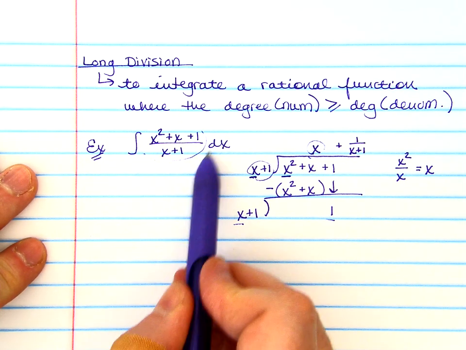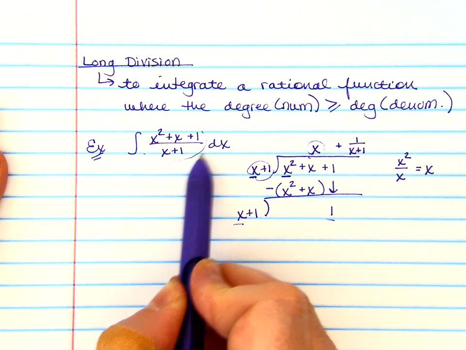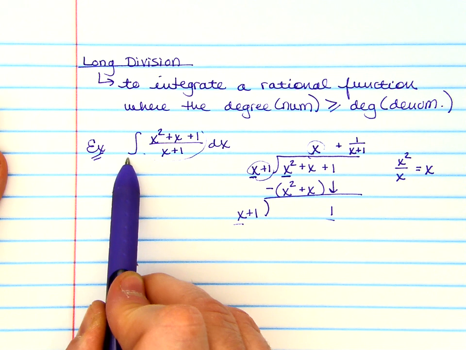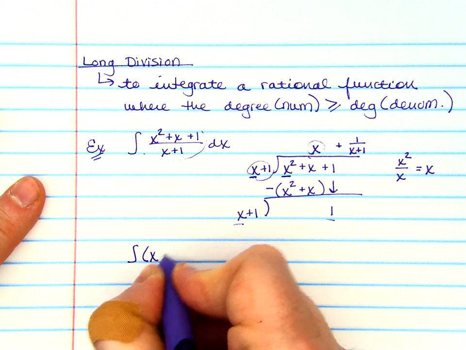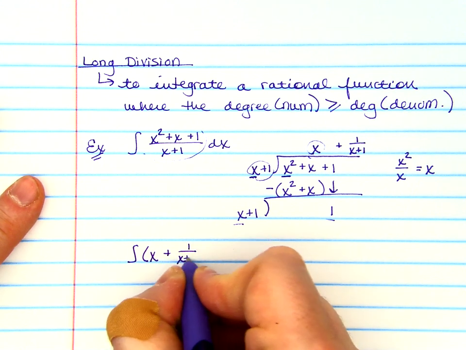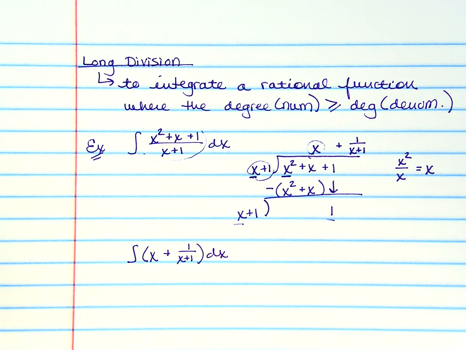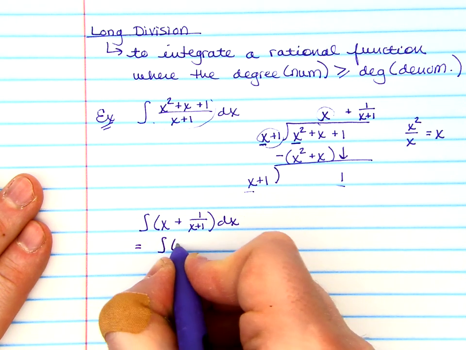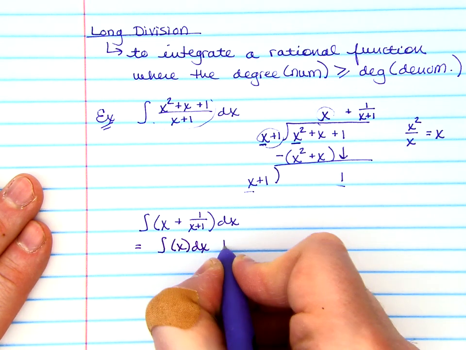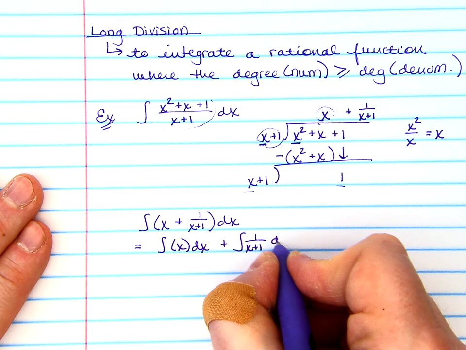This answer is algebraically equivalent to the first problem that we had. So rather than trying to integrate that original problem, I'm just going to integrate x plus 1 over x plus 1 dx. Part of it is straight integration. Part of it requires a u substitution. So I'm going to split this into two different problems: the integral of x dx, plus the integral of 1 over x plus 1 dx.